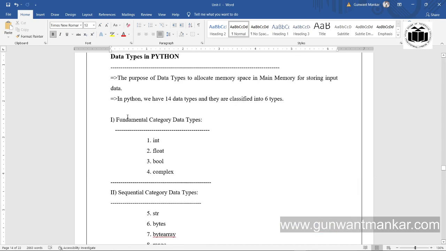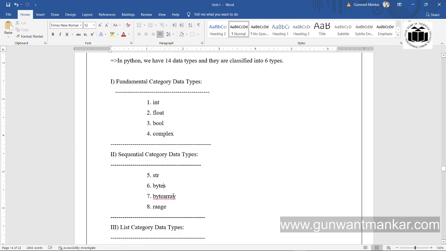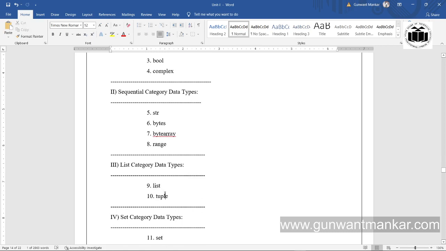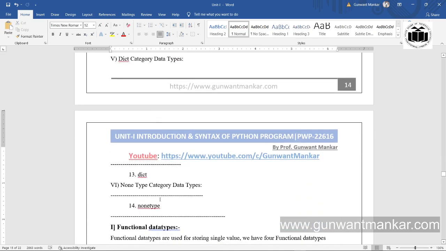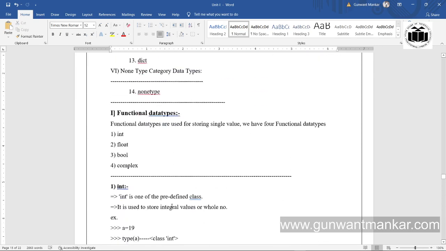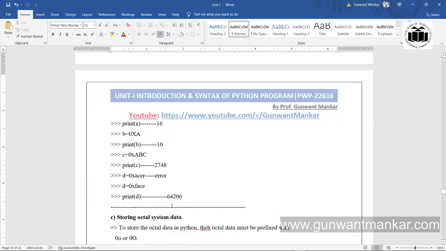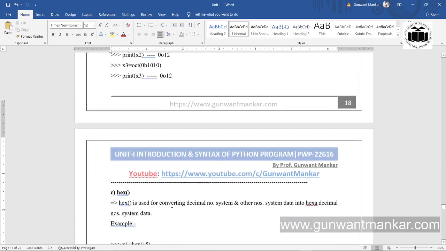Okay, look here. Functional category data types: integer, float, bool, complex. Sequential category data types: str, bytes, byte array and range. In the list category come list and tuple. In the set category come set and frozenset. In the dictionary category come dict and none type category, that is the fourth one, none. So in total how many data types are here in Python? 14. Okay, 14 data types are available. So what is remaining right now? String is remaining. Okay, str.